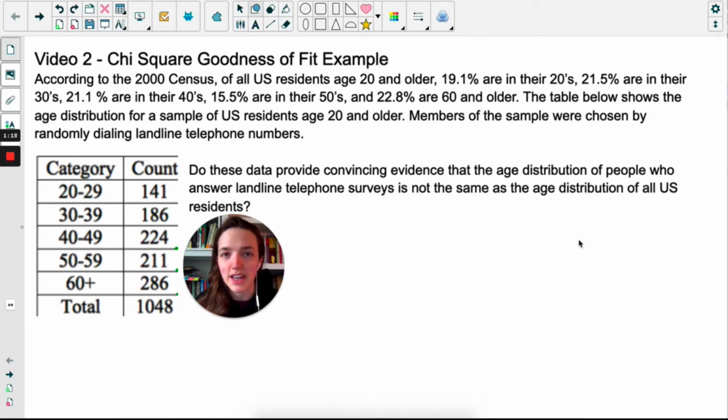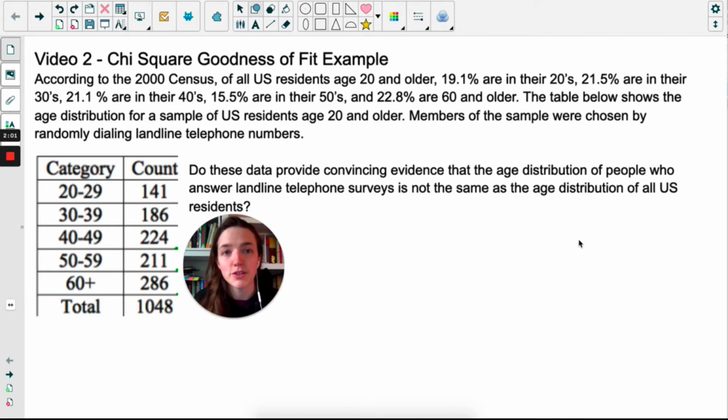The sample was gathered by randomly dialing landlines and just seeing who answered. So of the 1,048 landlines they called, 148 of the people who picked up were in the 20 to 29 category, 186 were in their 30s, etc. So the question is, do these data provide convincing evidence that the age distribution of people who answer their phones is not the same as the distribution of all US residents?